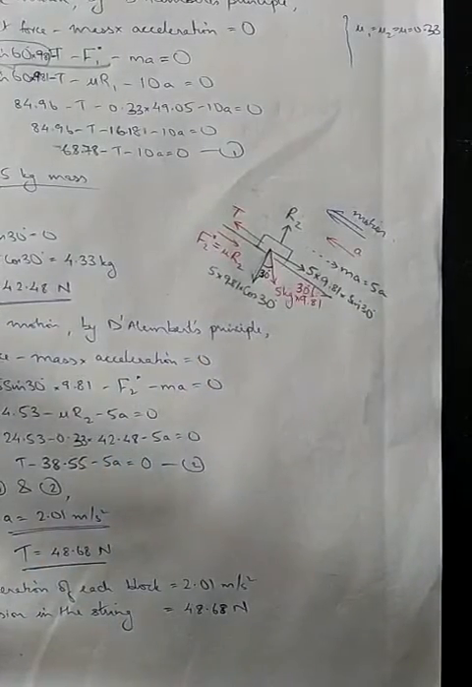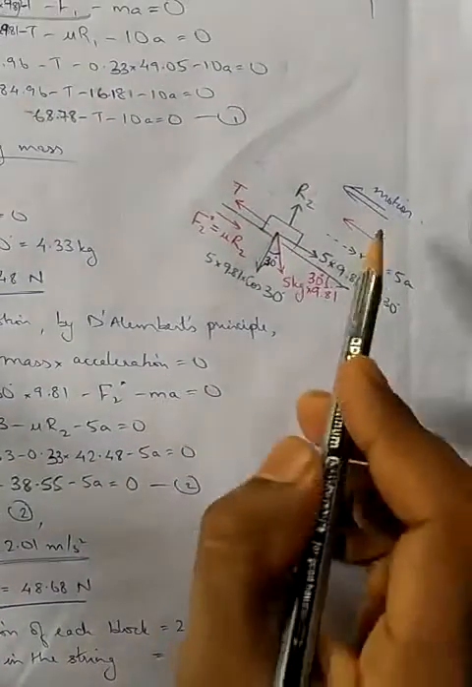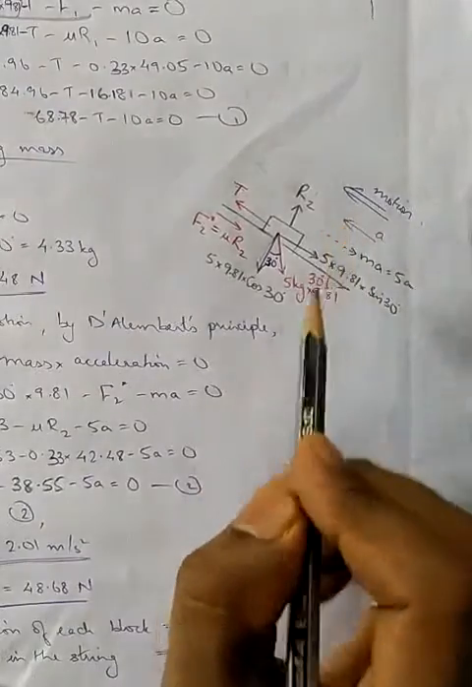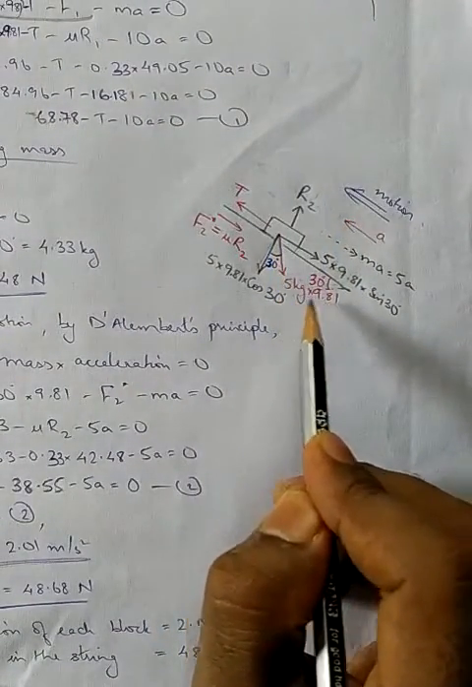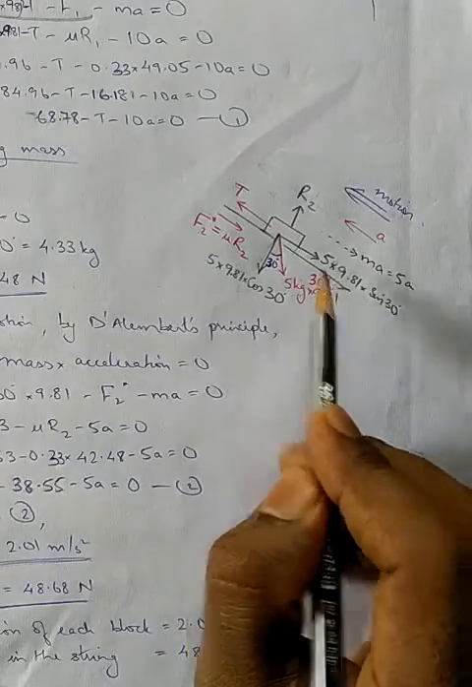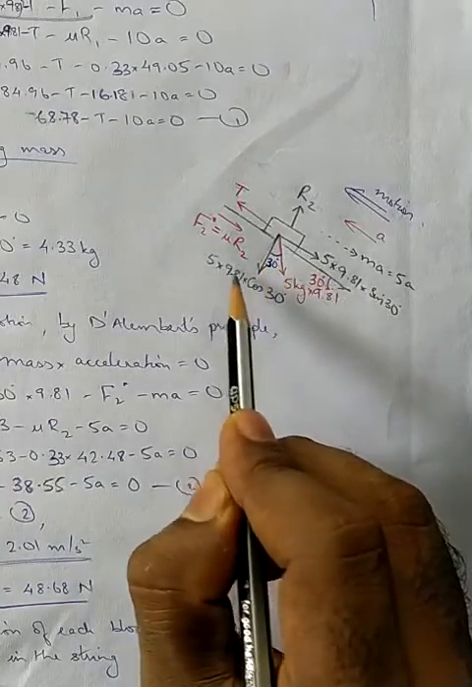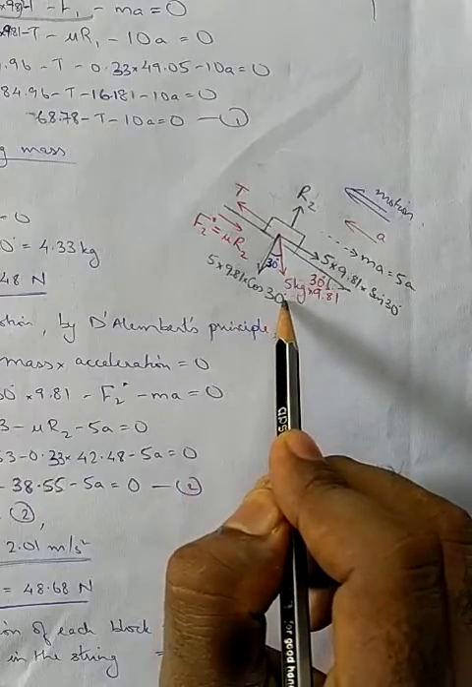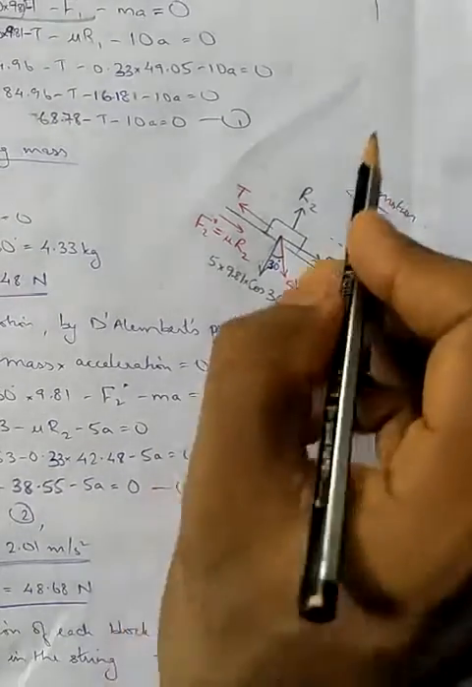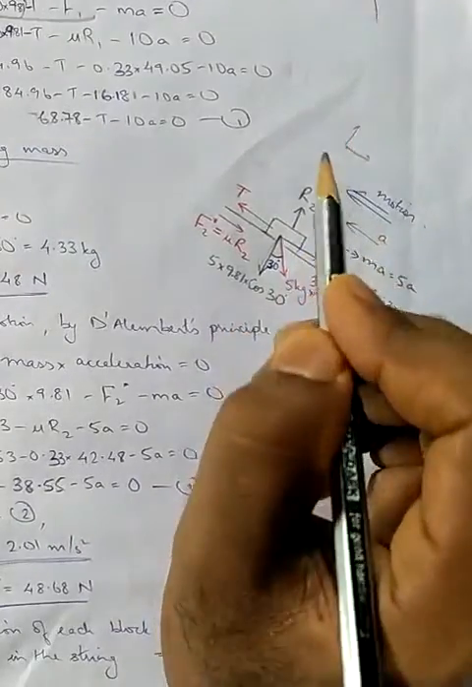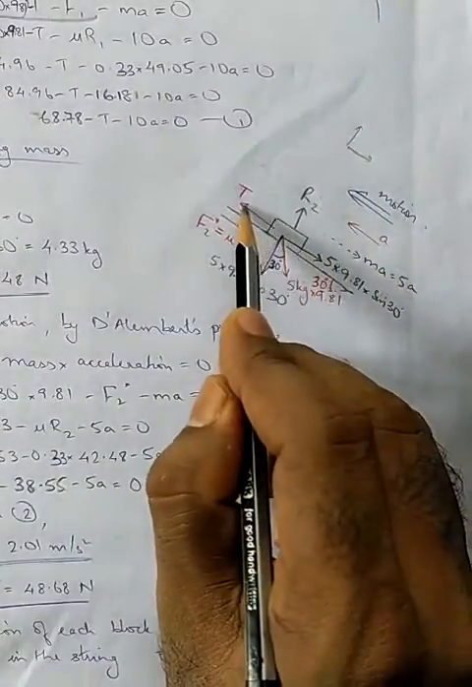Similarly, for 5 kilogram mass, the direction of motion is upwards, acceleration will be upwards. This is the 5 kilogram mass, vertically downwards. So convert into weight, it is 5 into 9.81. Angle is 30 degree, so this will be 30 degree. This is 5 into 9.81 into cos 30. This will be 5 into 9.81 into sin 30 along the motion, and perpendicular to the motion we got the values. There is a tension T.